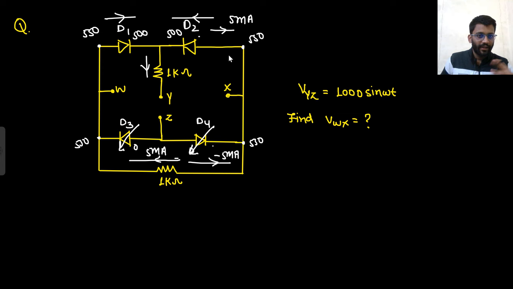Right? So if I am saying that D1, D2 are on, that means D3, D4 are certainly off, then I got to know that one of D1, D2 is certainly off. And if one of them is off, try thinking about it. The other one will also be off. Why will it also be off? The complete circuit will become open circuited. Let's assume D1 is on, D2 is off. So what will happen?